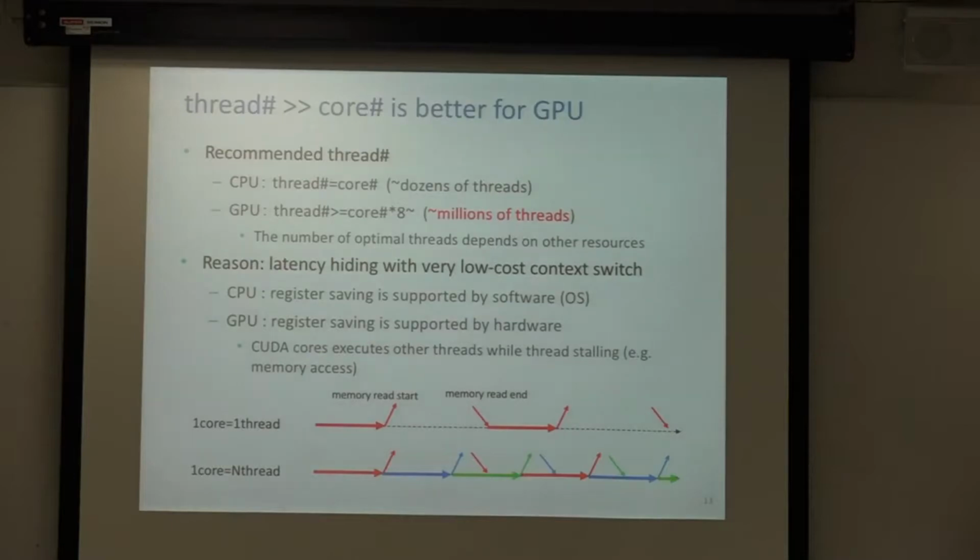GPU supports context switching by hardware, so it is very lightweight. If one CUDA core executes one thread, it executes something, starts a memory read, and the core waits for the memory read to finish. After the memory read, it starts the remaining execution. So that is very wasteful.